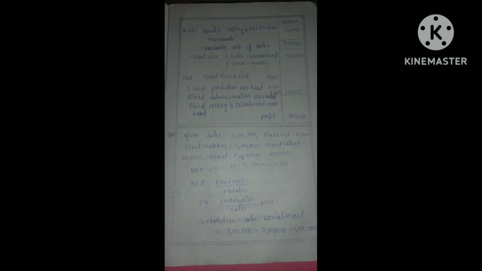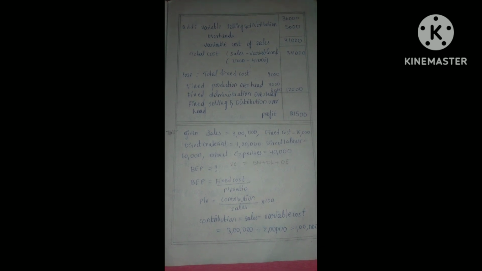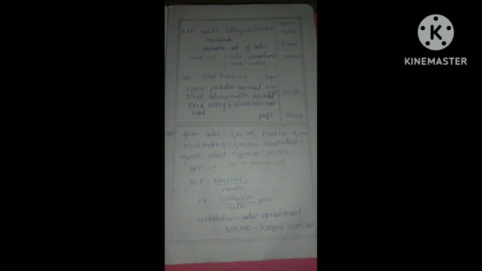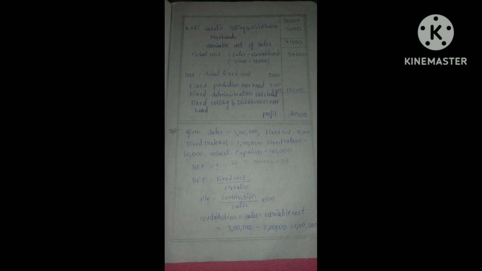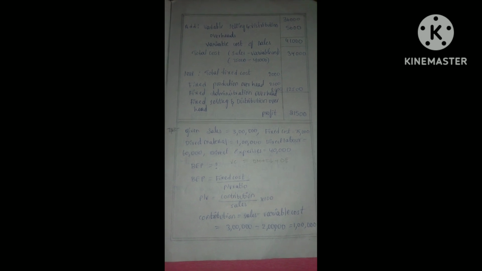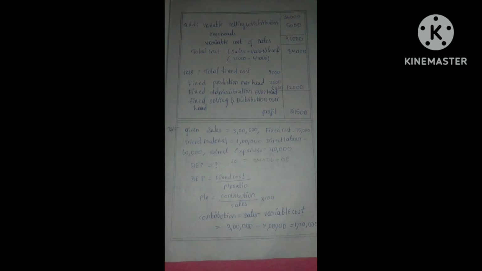Now we have to subtract total fixed cost. So production overhead fixed cost is 2,000, administration fixed cost is 2,500, and selling and distribution fixed cost is 8,000. First add them all: 2,000, 2,500 and 8,000, so we will get 12,500. Now subtract it from the contribution, that is 34,000 minus 12,500, so we will get profit, that is 21,500.